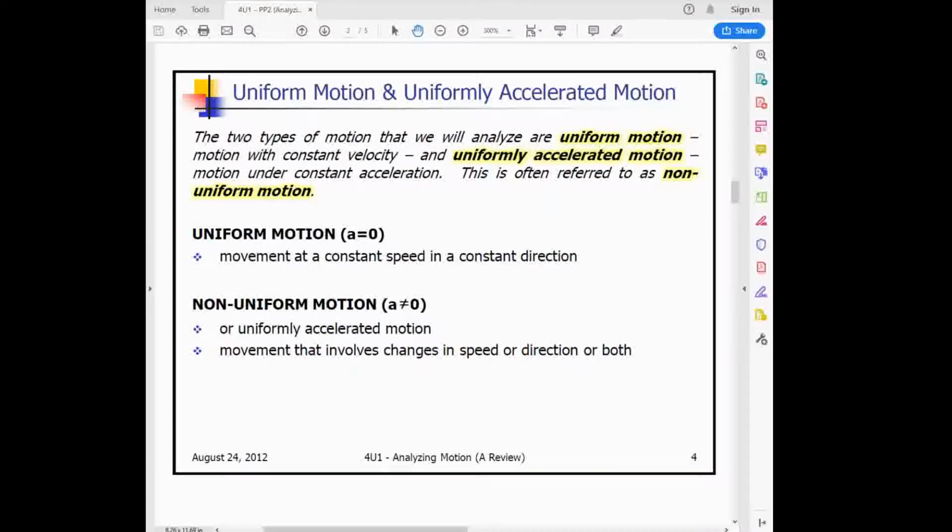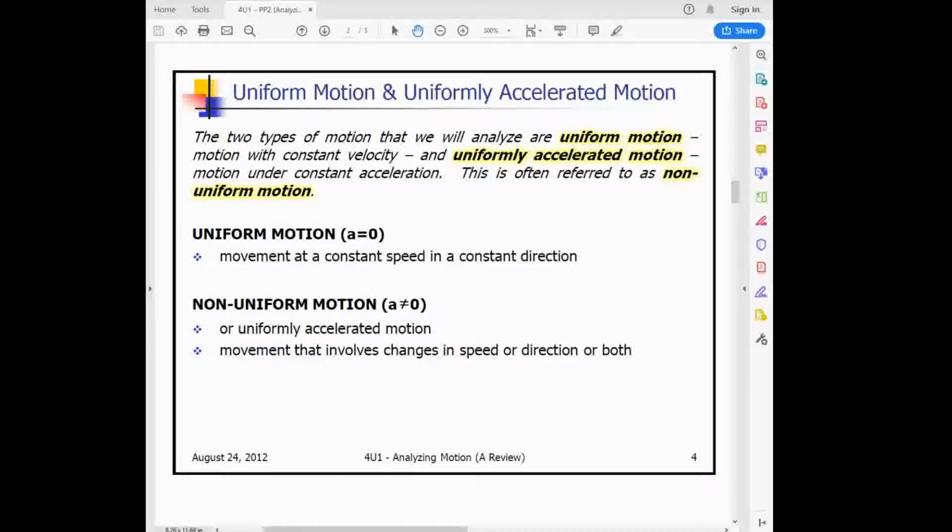So the two types of motion that we analyze are uniform motion, which is motion with constant velocity, and uniformly accelerated motion, which is motion under constant acceleration. That's often referred to as non-uniform motion. Uniform motion is when our acceleration equals 0. That is movement at a constant speed in a constant direction. And non-uniform motion, when acceleration is not equal to 0, is called uniformly accelerated motion as well. And the movement involves changes in speed or direction or both.